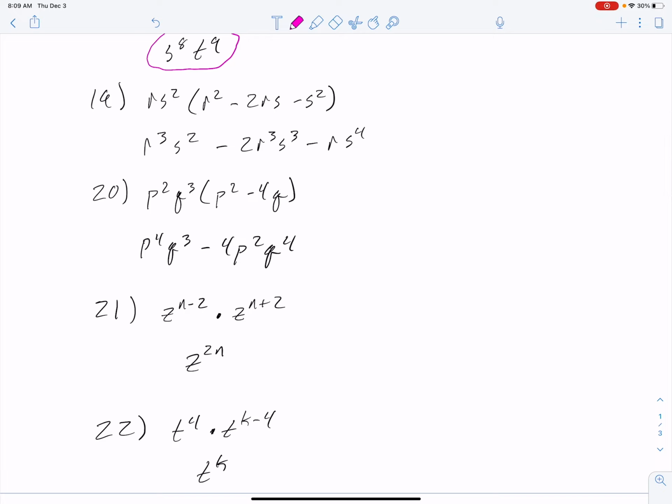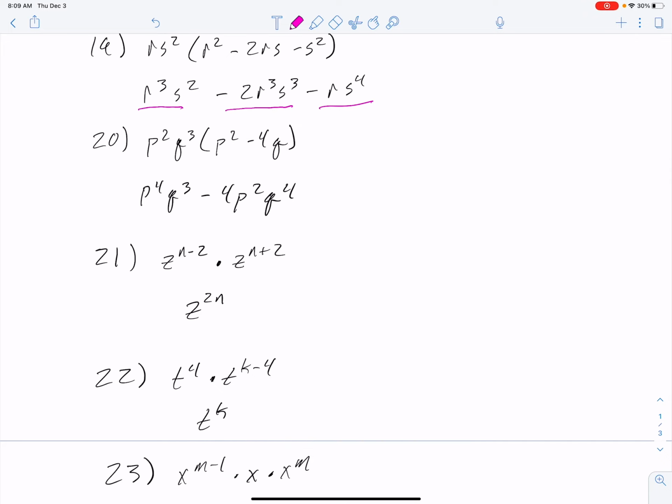19, I have to do some distribution. So rs squared times r squared gets me r cubed s squared, rs squared times negative 2rs, negative 2r squared s cubed, rs squared times... minus s squared, rs to the fourth.